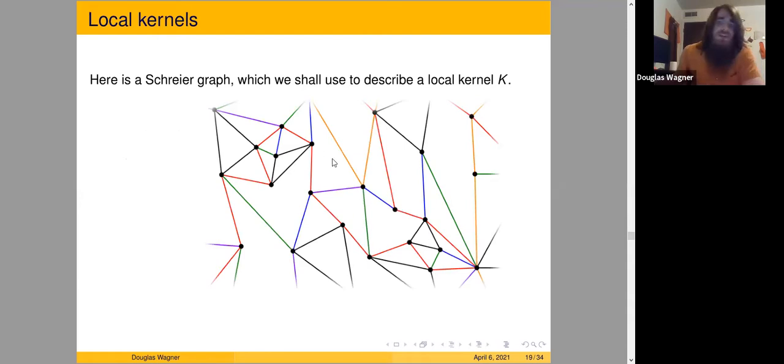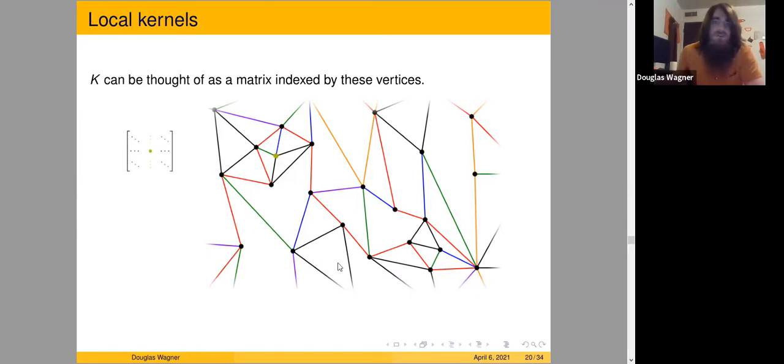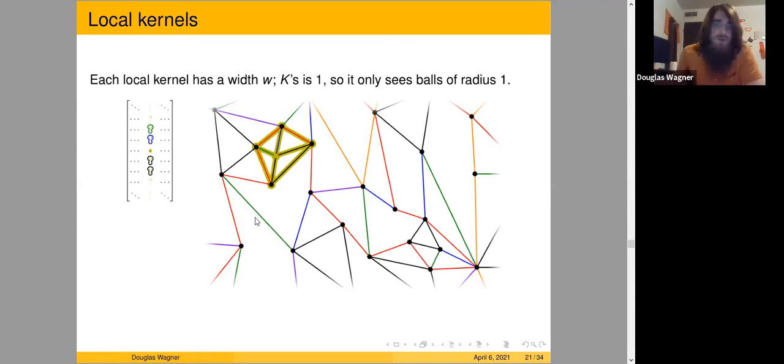So this represents a Schreier graph. Each of the vertices is a coset, and the edges are generators that lead between them. K is like a matrix whose rows and columns are indexed by these vertices. So each vertex has its own column and row, like this gold one has its own column, which I've color-coded, as well as its own row. So this dot here lies along the diagonal of K. So within the gold column, each vertex has its own row, but what are their values?